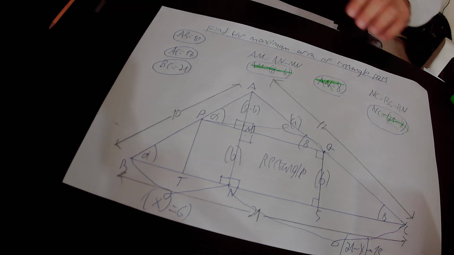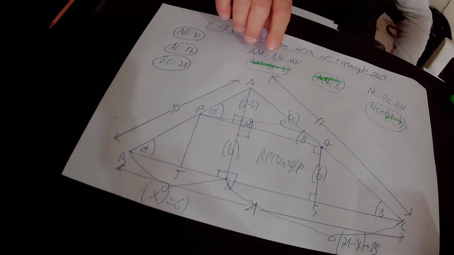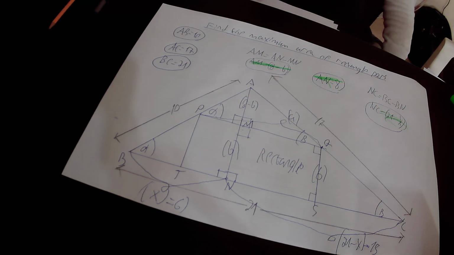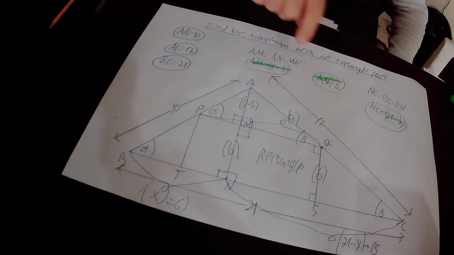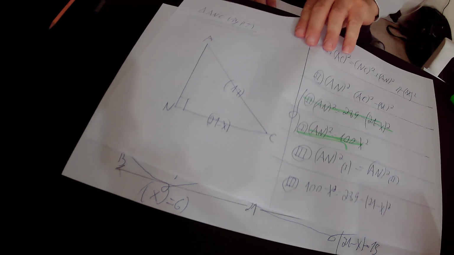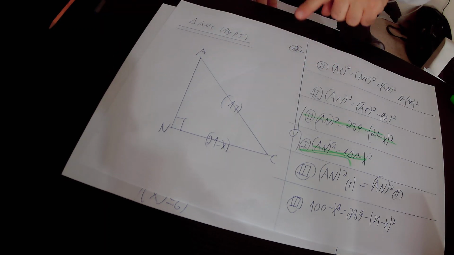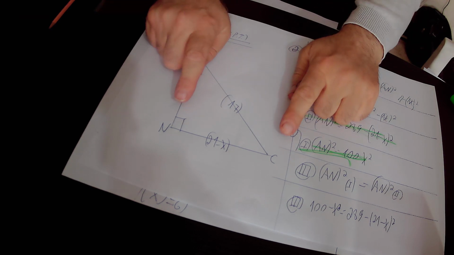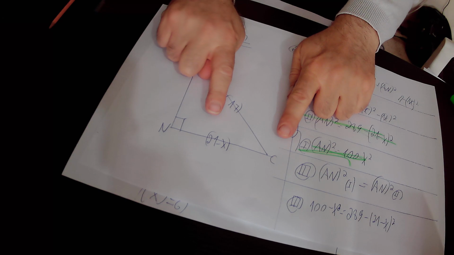In the next step, I copied this right triangle ANC in a new page, and we implemented the Pythagoras theorem in this right triangle ANC. So this is the right triangle ANC that is coming from the original drawing. The opposite side AC equals 17 units, according to what is given in the question. Side NC equals 21 minus x.